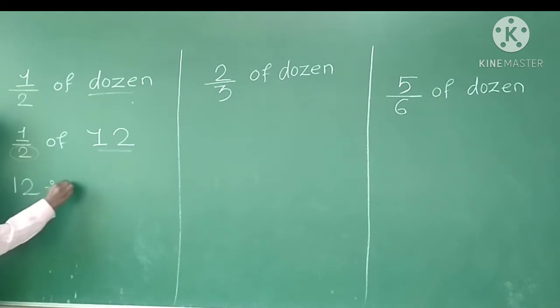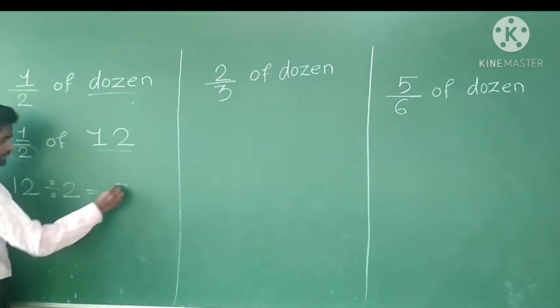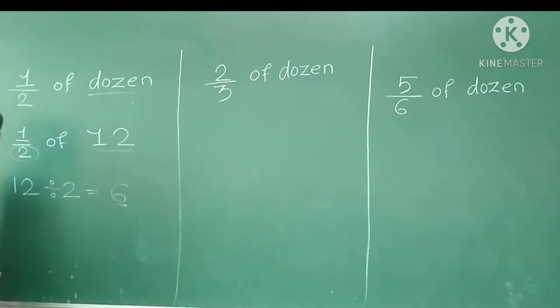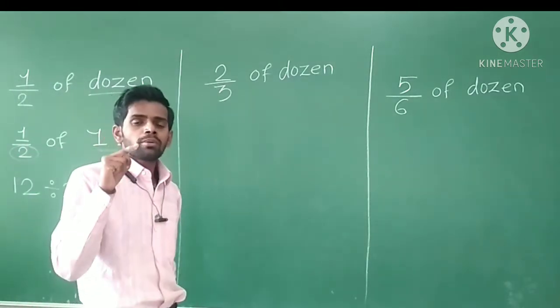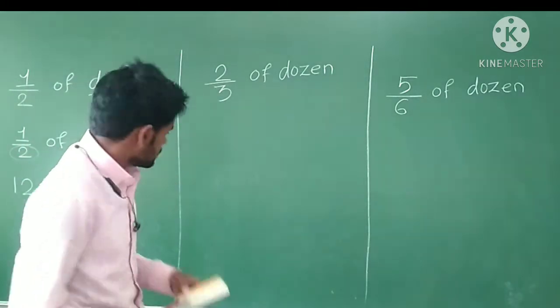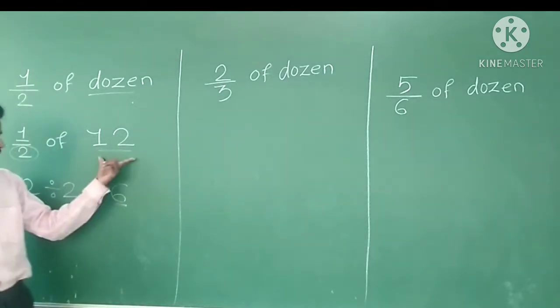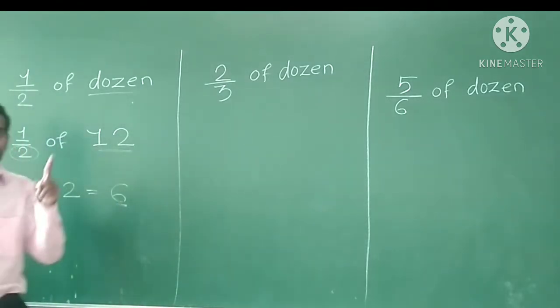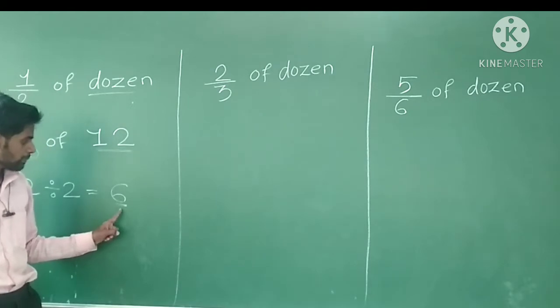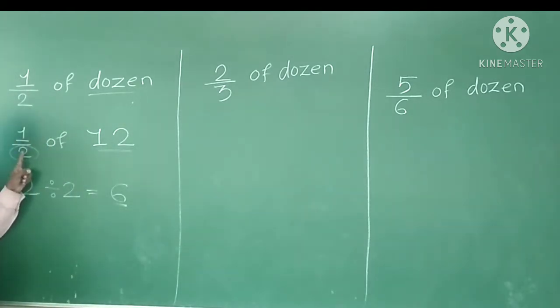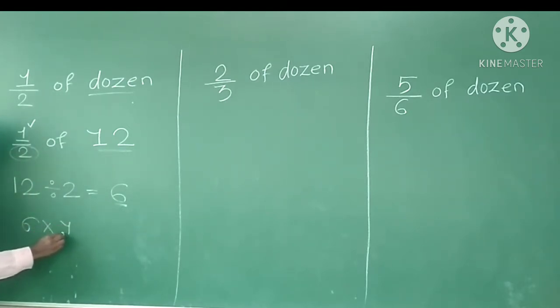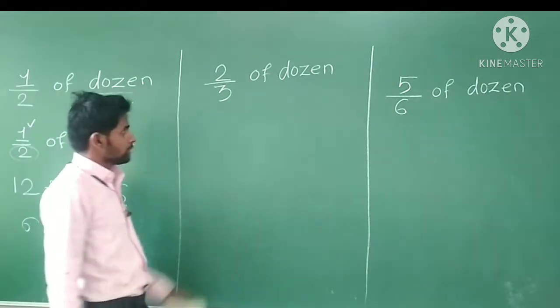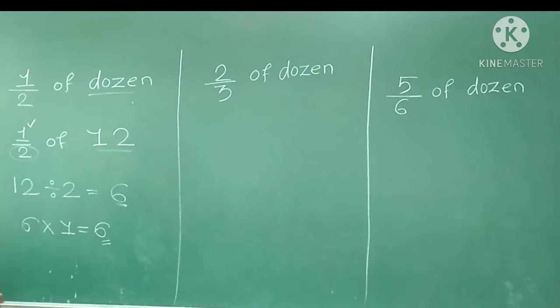12 divided by 2, you will get 6. So this 6 is indicating the number of items in each part. Listen, 2 is the total number of parts in one whole and this 6 is each part. It is one single part out of the two parts. Okay? And we have to select only one part. Then we will multiply this answer 6 by the numerator. You will get 6. Okay? Very good.